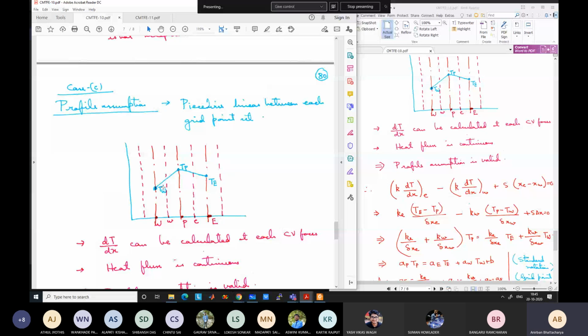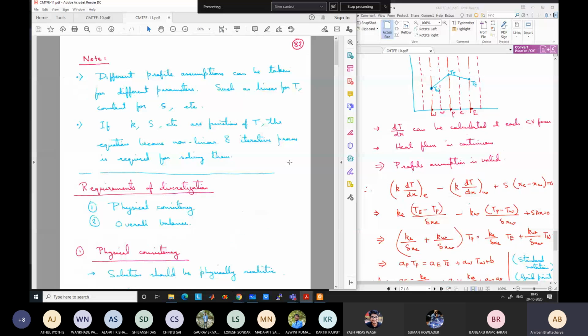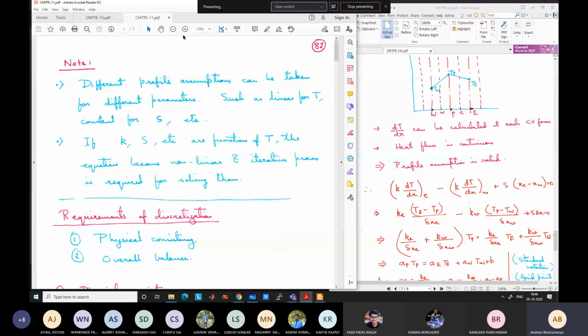We have seen how to discretize using the control finite volume method for a simple problem, but some things are still left. I have not discussed how to treat values like conductivity. We have assumed that K, KW are known at the interfaces, but how these are actually treated, or how the source term is treated, we will discuss in more detail.